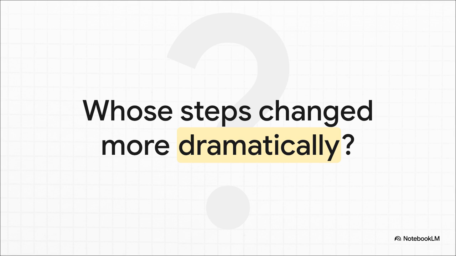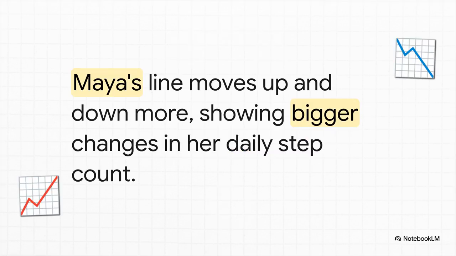Just by looking at the shape of those lines, whose journey seems more dramatic? Who has the bigger swings, the higher peaks and the lower valleys? And that's the power of a visual. You can see it instantly without even thinking. Maya's line is way more jagged, it's all over the place, which shows these big swings in her daily step count. Jay's line is a little more consistent, a little smoother. That's a whole comparative story told in a single glance.